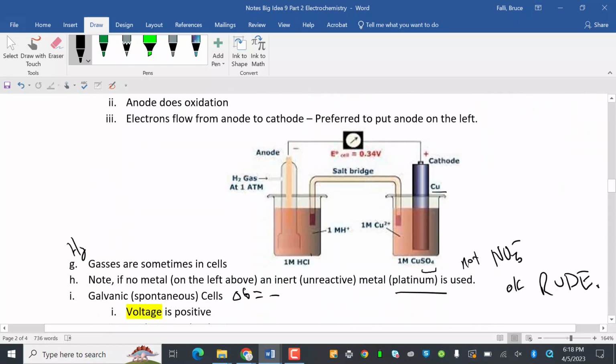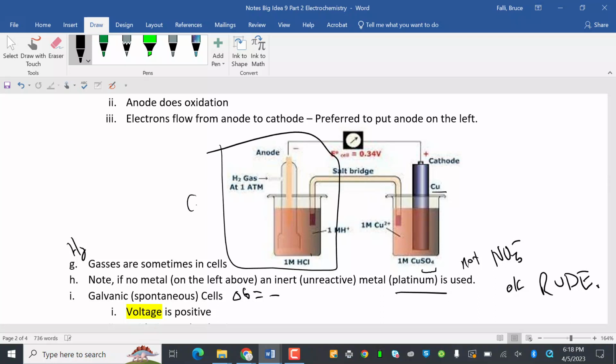All right, better picture. Let's see what we can do. Gases are sometimes in these cells. Remember, this whole thing would be called a cell. Note if there's no metal on the left above, an inert, unreactive metal, we always say it's platinum, will be used. So notice how this reaction doesn't have the metal ion in it, so we're going to use platinum as our electrode. And that's because it won't react.